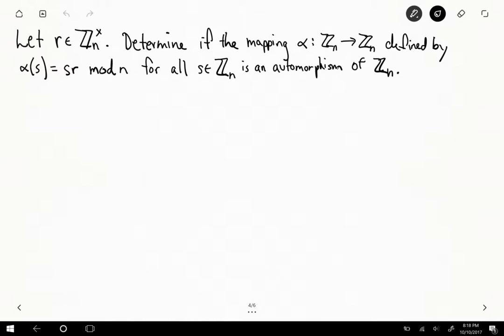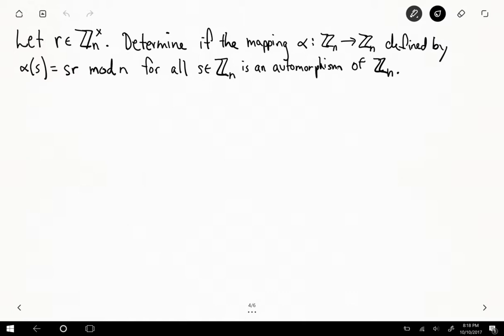Oh, not just yet. So in this case, let R be in that multiplicative group of integers modulo n, and we want to determine if the mapping alpha from Zn to Zn defined by alpha(s) equals s times R mod n for all s in Zn is an automorphism of Zn. Okay, so taking a look at this, how do we actually approach such a problem? Well, we need to see if it's an isomorphism. Essentially, we're going from Zn to Zn already, so you're just seeing if this is an isomorphism.